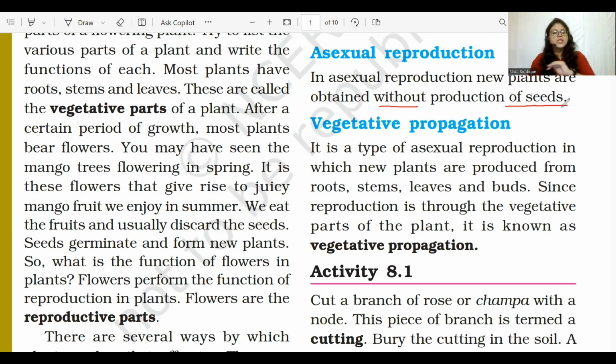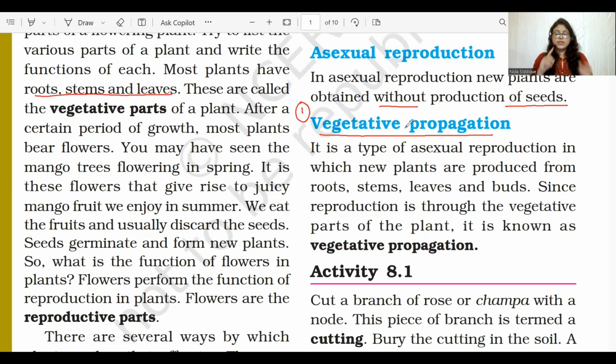इस type of reproduction में seeds का कोई involvement नहीं होगा और seeds के use के बिना ही new plant produce होंगे. Now, one of the asexual modes of reproduction is vegetative propagation. Now, the name itself is going to help you all understand this method. Vegetative means वो type के reproduction methods जहाँ पे plants के vegetative parts use हुए हों. क्या क्या vegetative parts थे plants के? There were roots, stems and leaves, right?